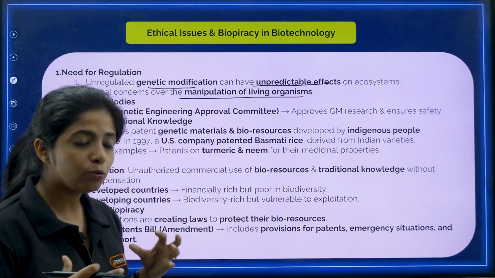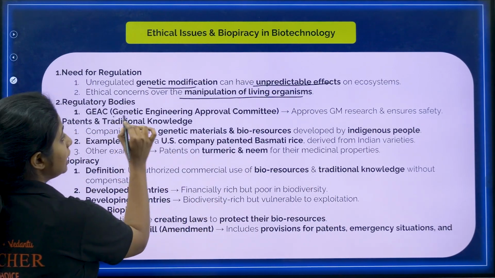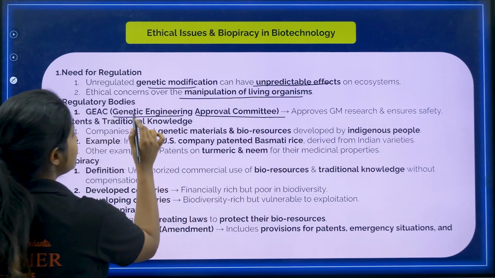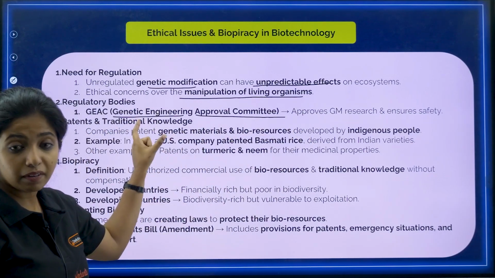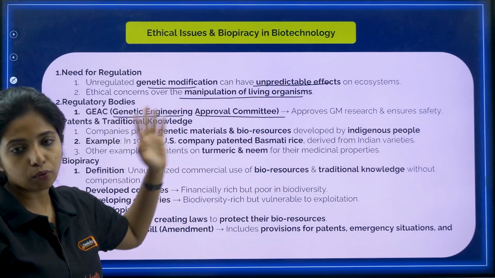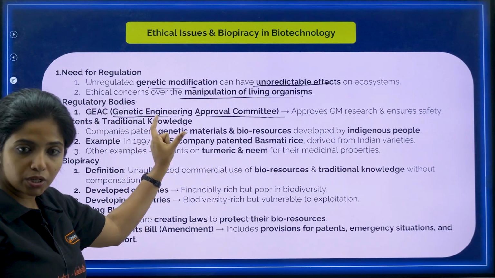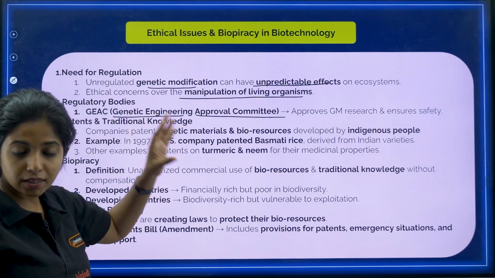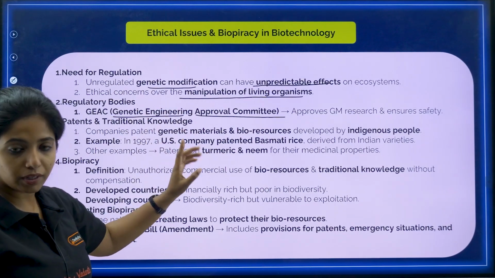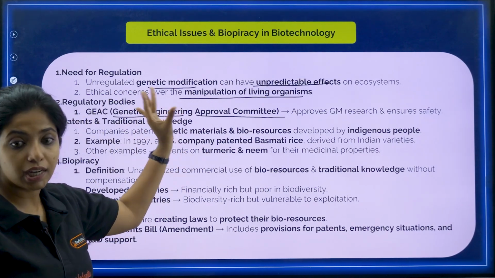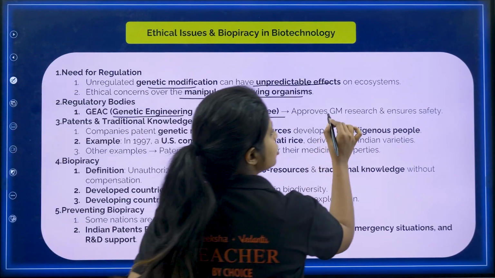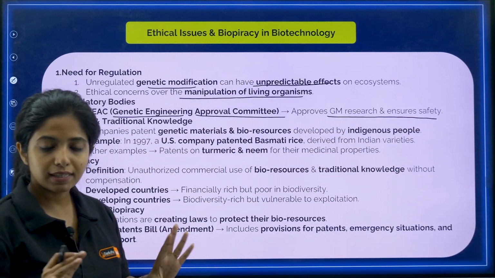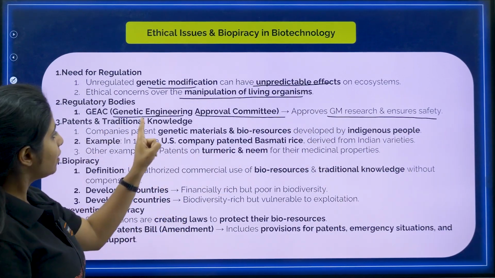Now regulatory body, who is the one who regulates all these things? It is the Genetic Engineering Approval Committee, GEAC. The abbreviated form will come, but you might be asked to put down the whole sentence. So it is Genetic Engineering Approval Committee. For genetic engineering, whatever approval is there, a committee has been made. Okay, they only approve it. You remember it like that. It approves GM research and ensures what? Safety, my dear children.